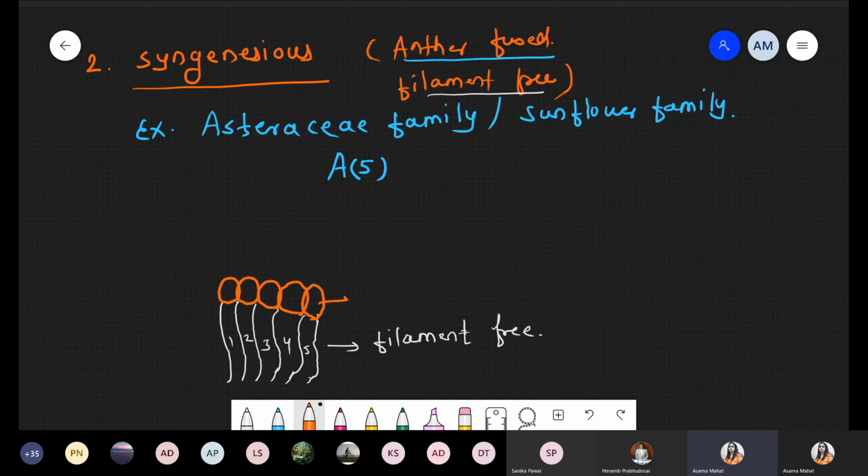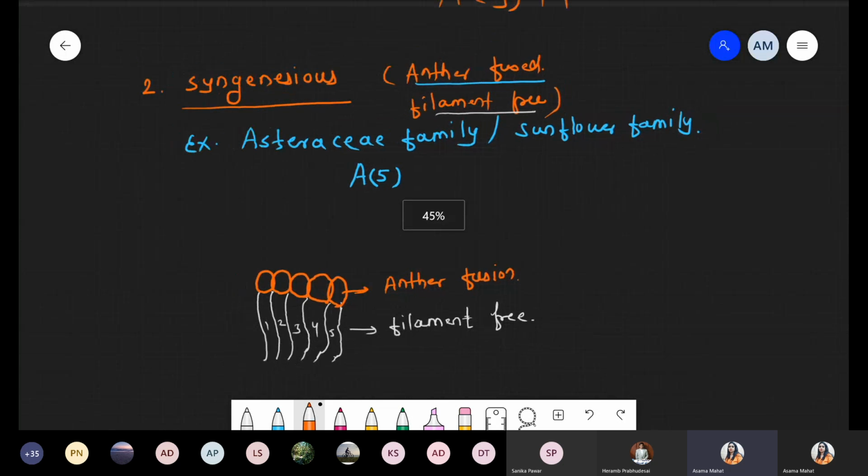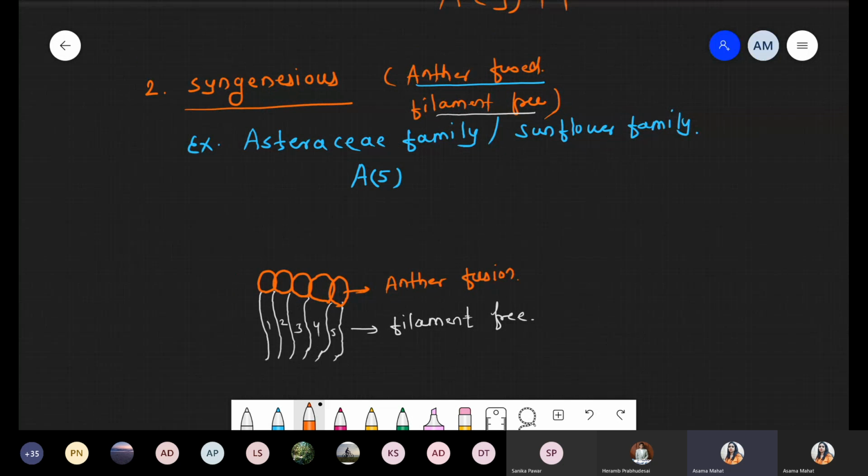Like this. Okay. So this condition will represent the anther, and now that anther will show the fusion. Such a syngenesious condition is very common in the sunflower family, also called the Asteraceae family. This condition is represented by androecium with 5 in brackets, and this 5 represents that all the 5 show fusion. It doesn't matter whether it is fused from the filament or fused from the anther. Wherever it is fused, it is definitely represented by the bracket.